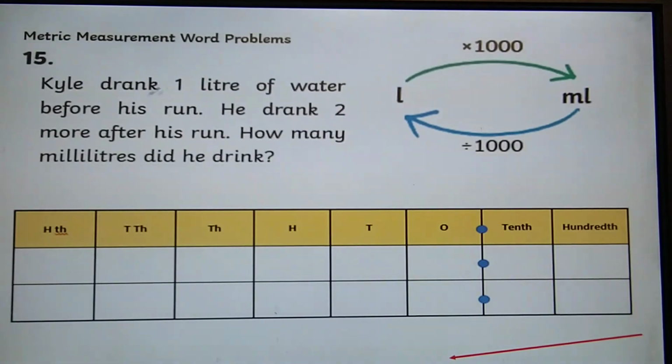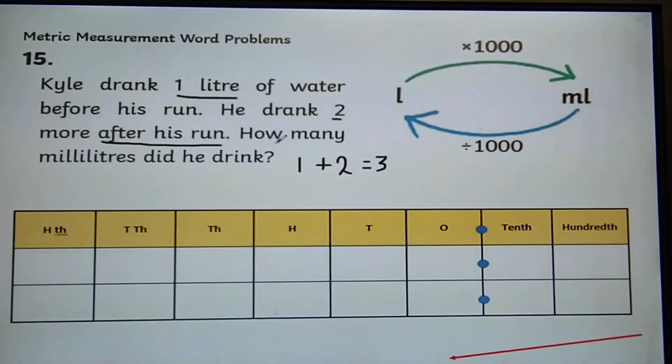Our next question says, Kyle drank 1 litre of water before his run. He drank 2 more after his run. Now, I'm just going to quickly note that down because I know if he has had 1 litre before his run and then 2 more, he has actually had 3 litres of water. But as with a lot of our questions today, the answer has to be converted into a different measure. And we are being asked, how many millilitres did he drink?